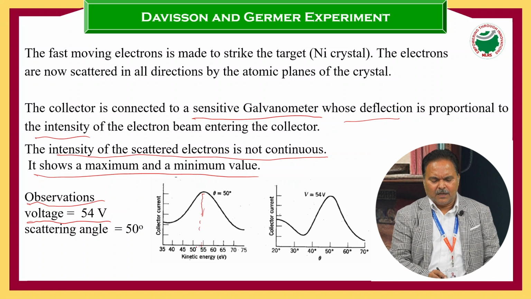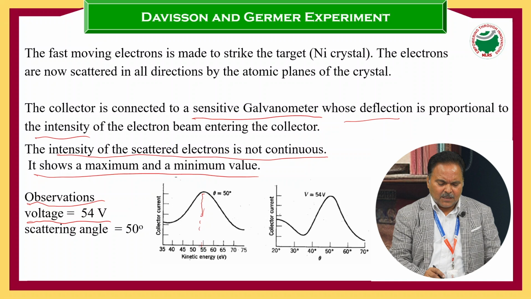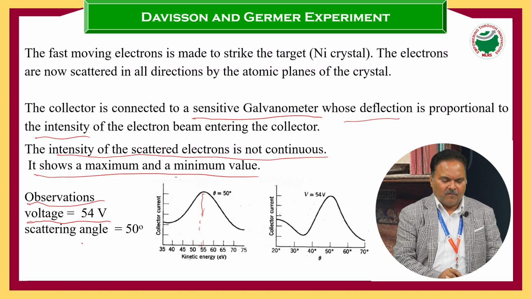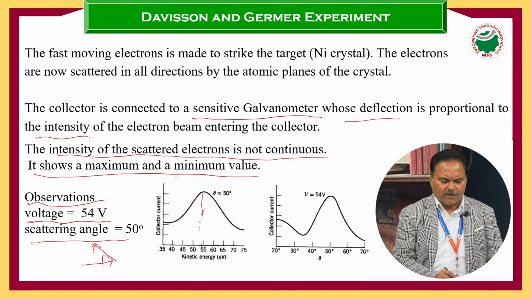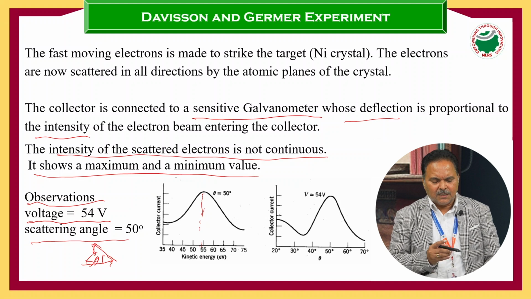If you go beyond, that means less than this voltage or more than this voltage, the number of electrons ejecting is less, depending on the angle. So this angle is important, as well as the voltage. It is maximum at theta equal to 50 degrees. The scattered angle is the angle between the incident ray and scattered ray. So when the angle between these two is 50 degrees, only then will you get the maximum intensity. That is the second observation.